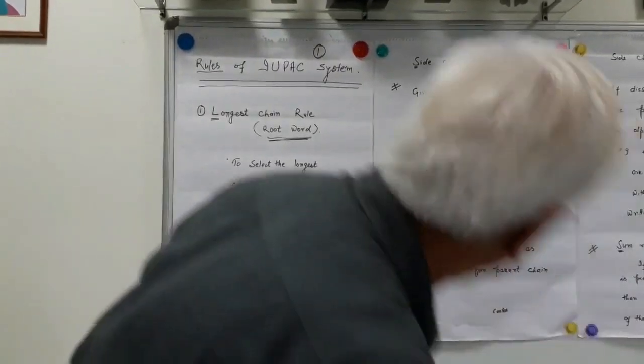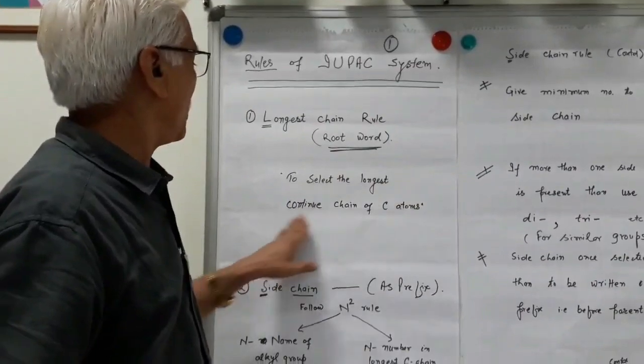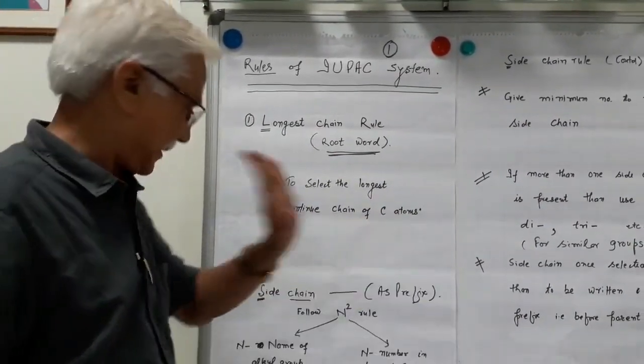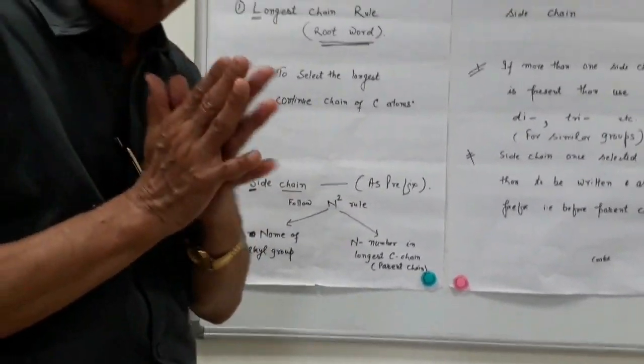Now I'll go through the rules only first. The first rule is to select the longest continuous chain of carbon atoms. Then the second rule is the side chain, and it is written in the prefix, as I told you.